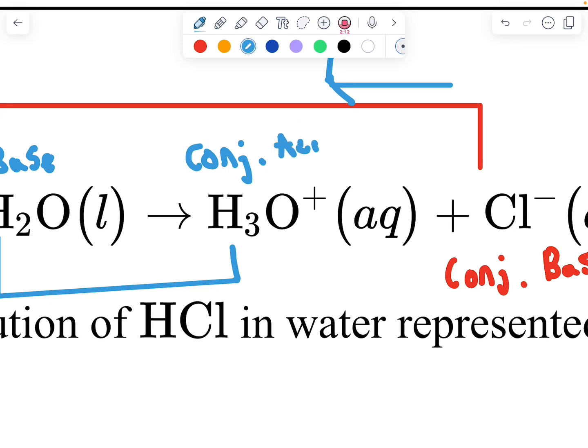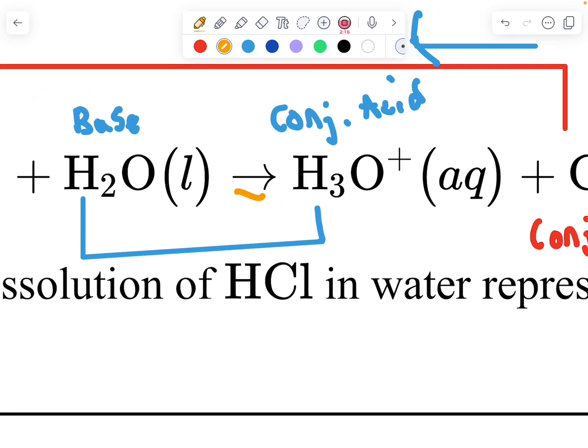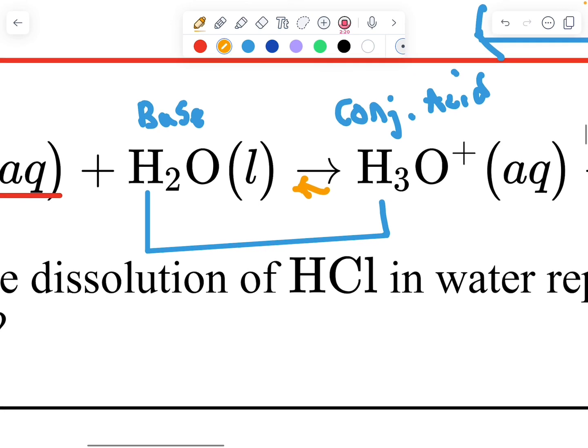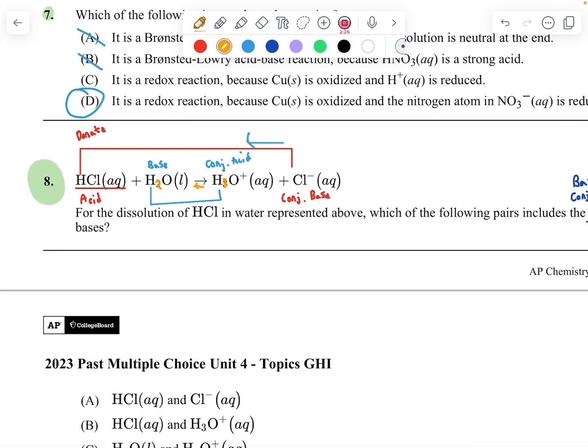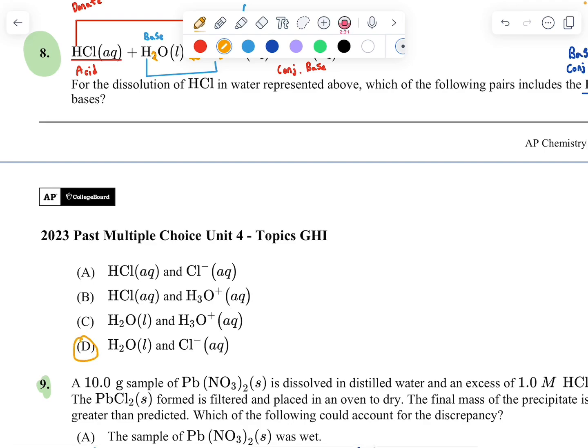And that means this would be our conjugate acid if they asked us for it, which we don't care about in this question. But we know that because if we look at the backwards reaction and we go this way, oops, bad arrow, if we go that way, we can see we lose a hydrogen because it goes from a 3 to a 2. So we know our answer is going to be our H2O and our chloride ion. So H2O and chloride is D.